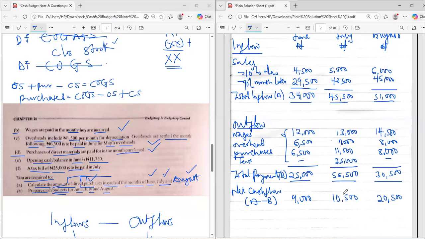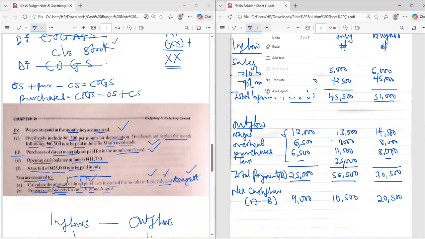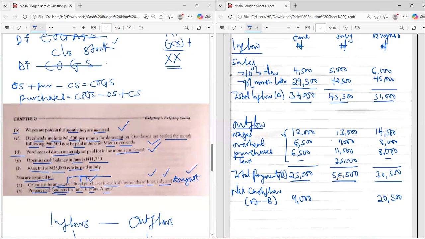Go and check it well, please. 45,500 minus 56,500. Is it 10,500? See what I'm talking about. Don't worry. I can't work with a wrong figure. You're giving me the wrong figure. No problem. 11,000, a minus. Any question?